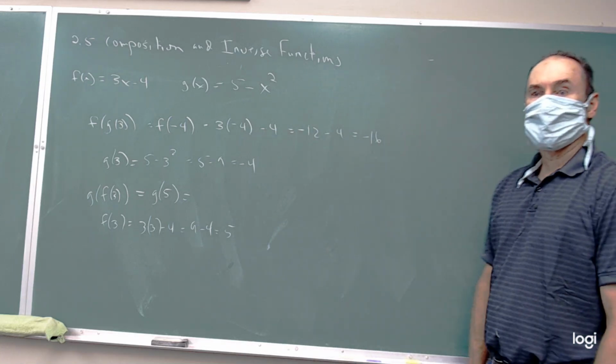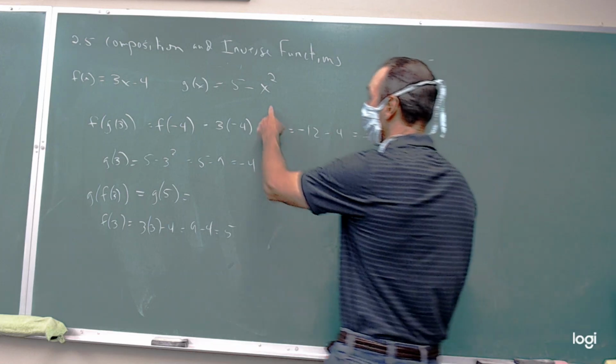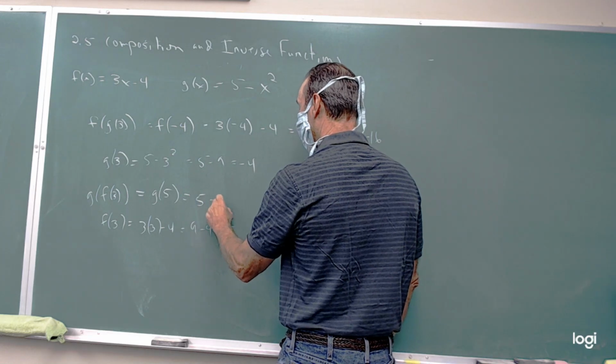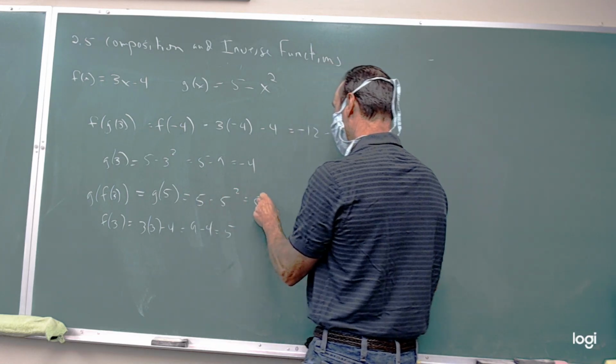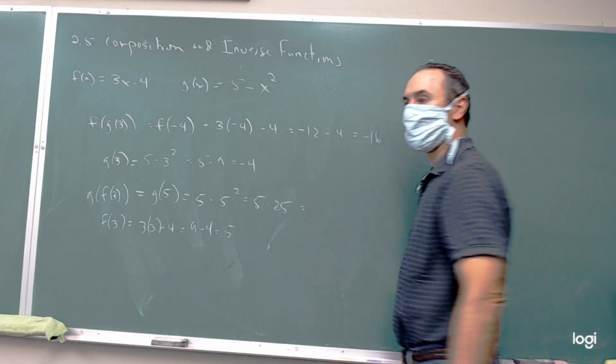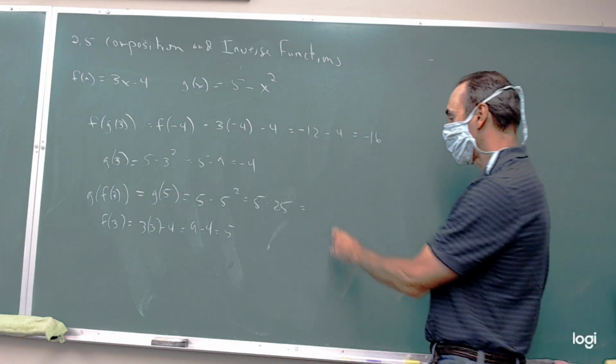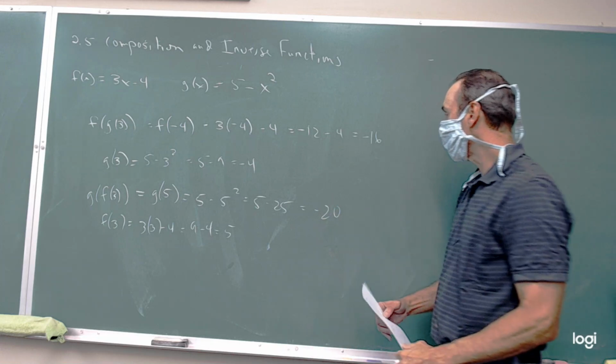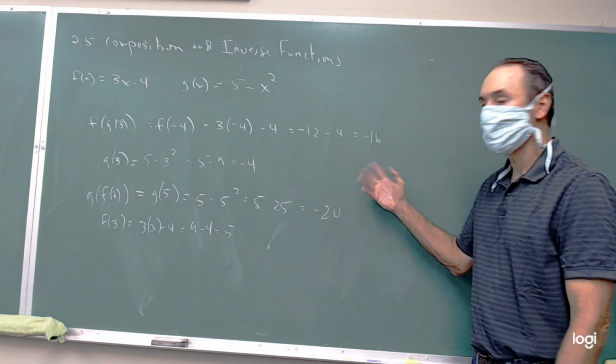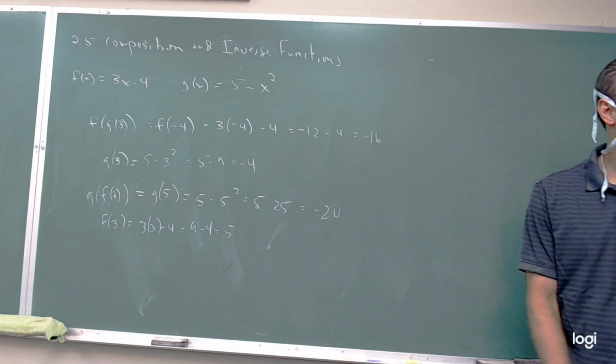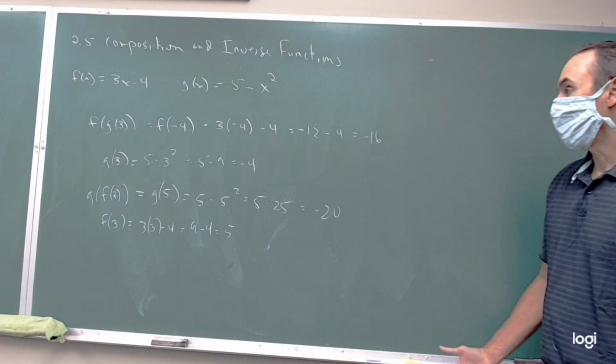And so we'll take that 5 and throw it into g. So that's going to be 5 minus 5 squared. And so that'll be 5 minus 25. And so in general, as we can see, you don't get the same thing. You get different values.